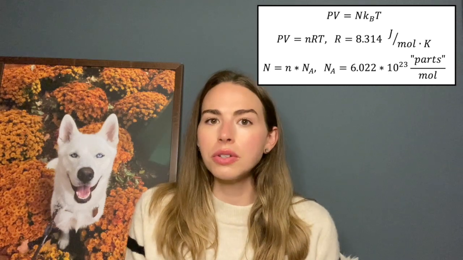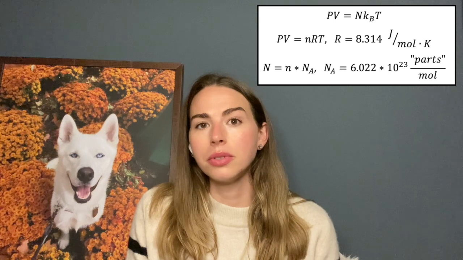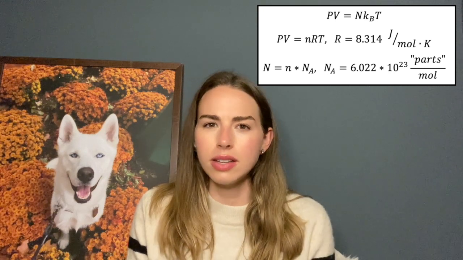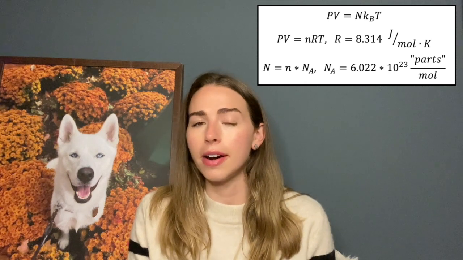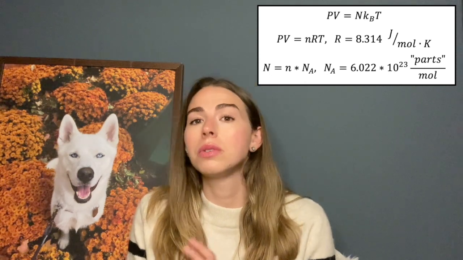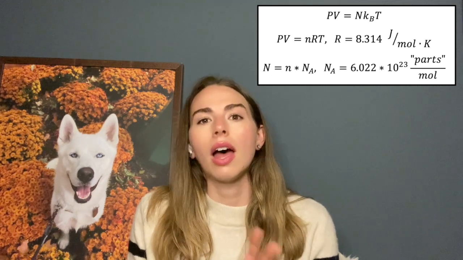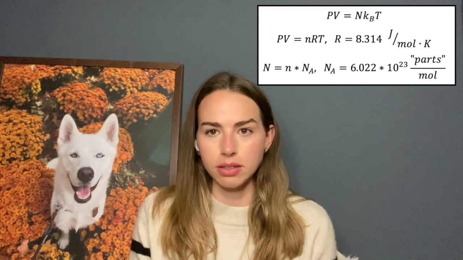We can also use Avogadro's number to write that in terms of the number of moles, using the ideal gas constant. I honestly forgot the name of this constant, but it's a capital R. So we can write pressure times volume is equal to the number of moles, which is a lowercase n, times the ideal gas constant, capital R, times the temperature, still in Kelvin.